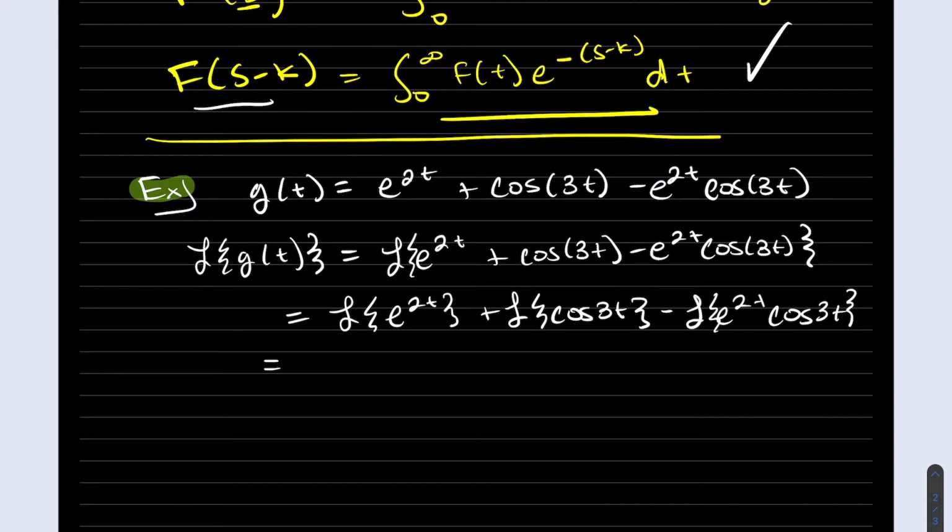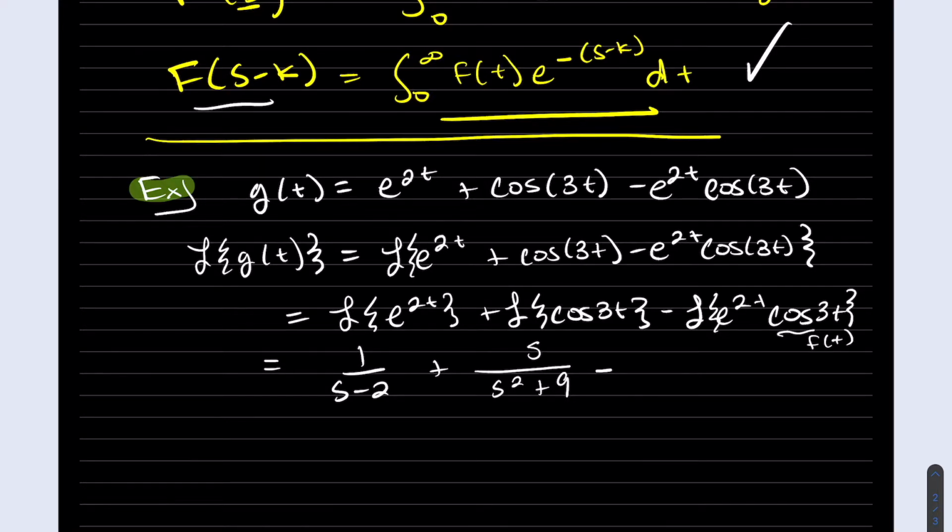E to the 2t is 1 over s minus 2. Cosine is s squared plus 3 squared, and it's s on top. If it were sine, it would be 3 on top. And here we go. This is my f of t.